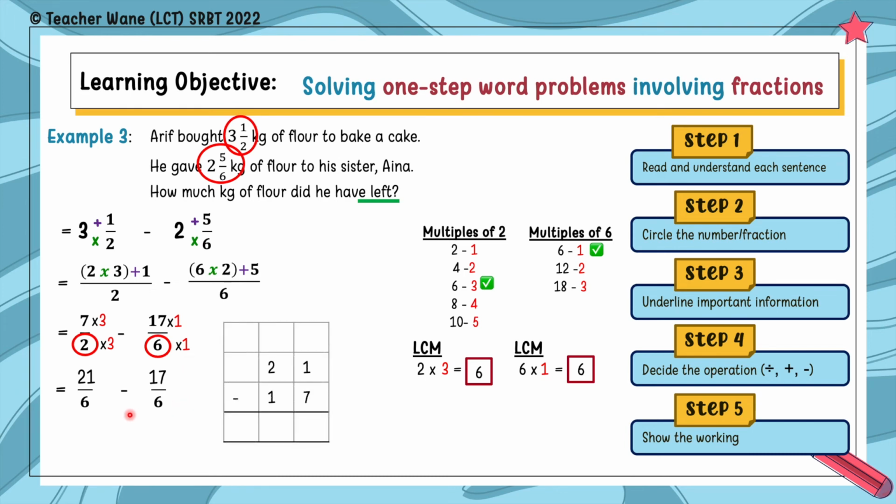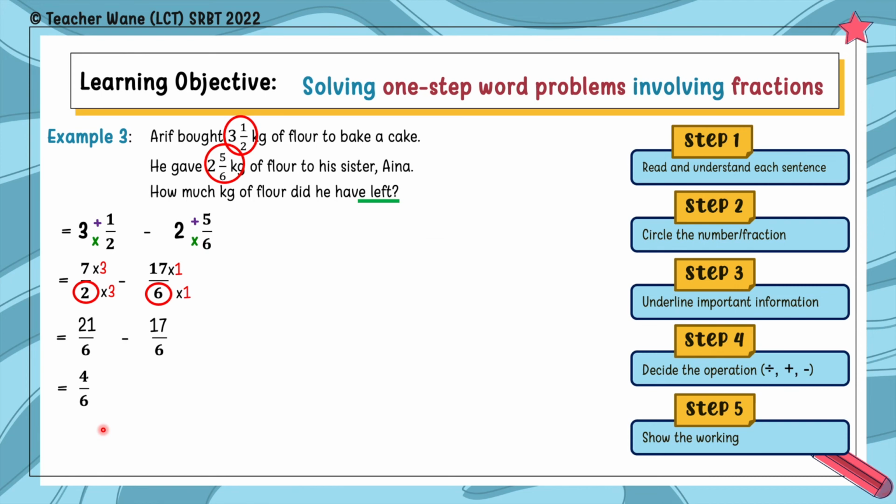Since this is like fraction, we can easily minus them. 21 minus 17. So 1 minus 7 can? Do you think it is possible for us to subtract? No. So we need to regroup. So regroup from digit 2. 2 becomes 1. 1 becomes 11. So what is 11 minus 7? Great. The answer is 4. 1 minus 1 is 0. So I'm left with 4 out of 6.